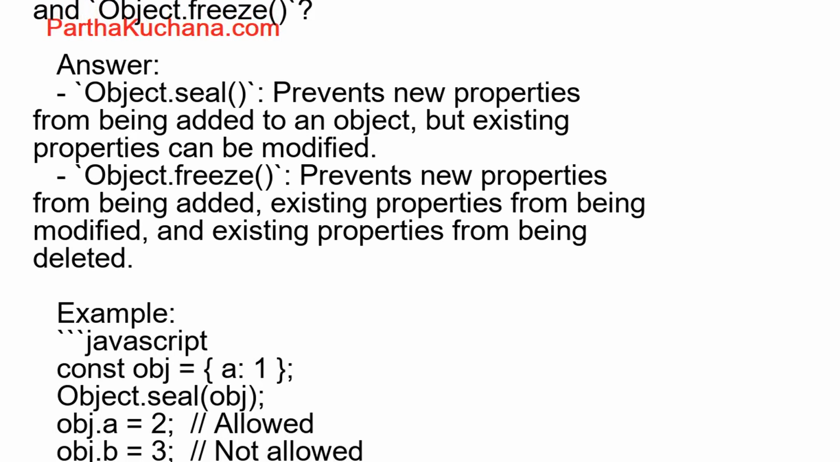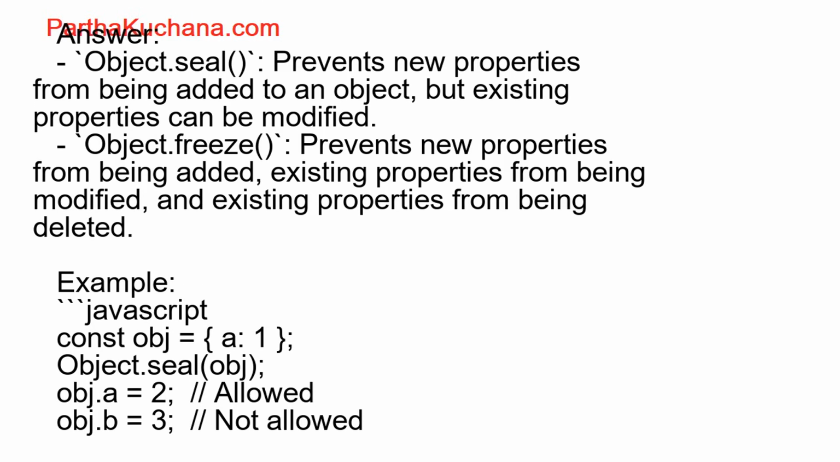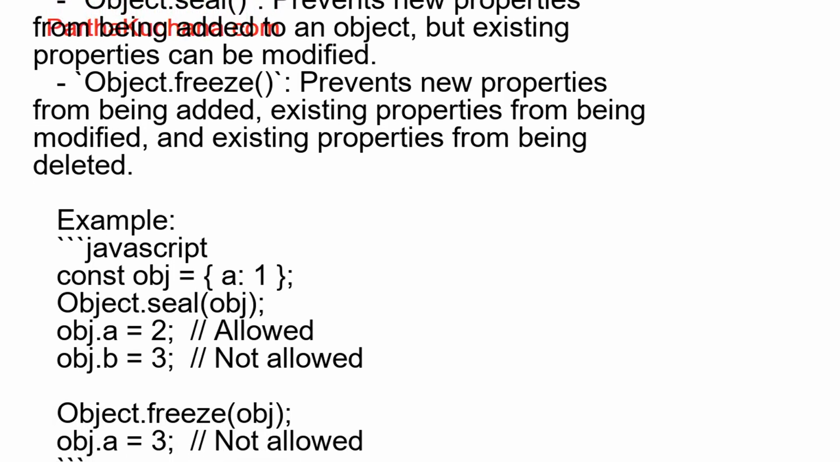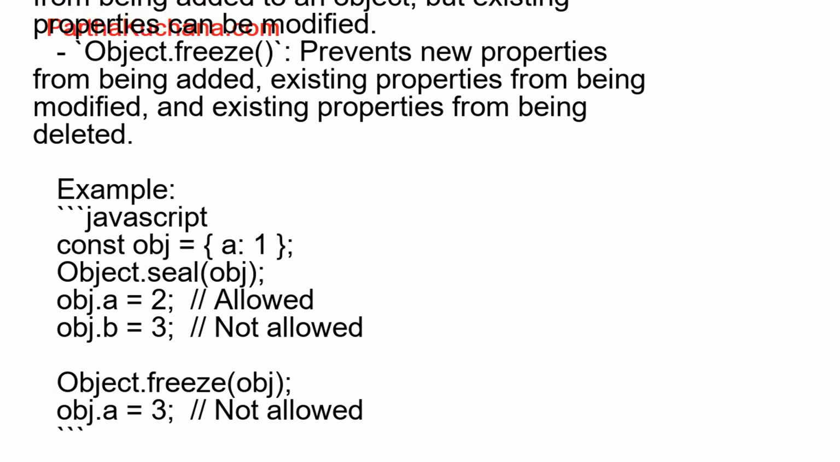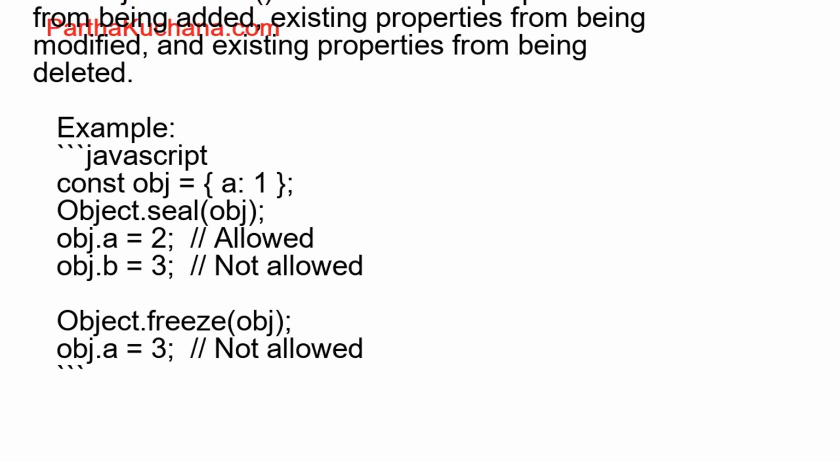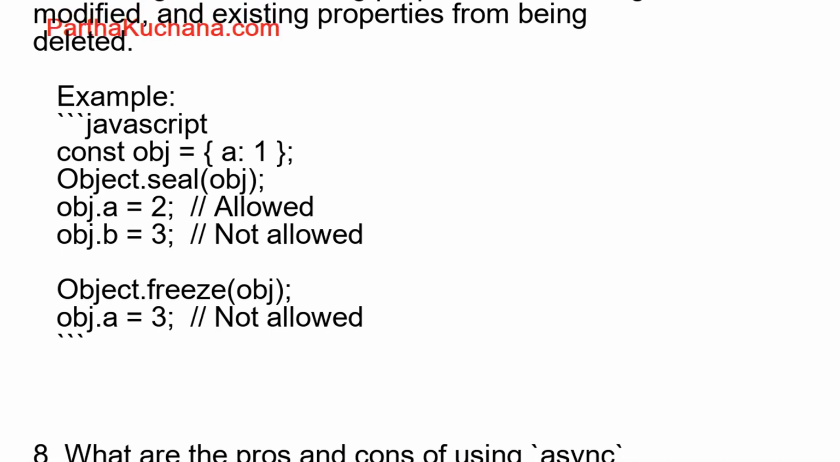8. What are the pros and cons of using async and await in JavaScript? Answer. Pros. Code looks synchronous, making it easier to read and understand. Error handling is simpler with try, catch. Makes chaining promises less cumbersome.